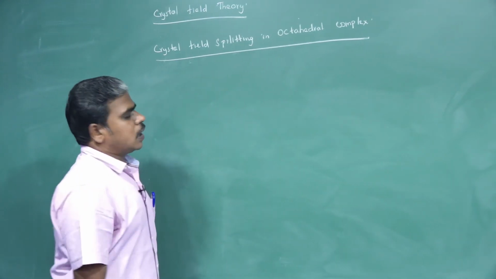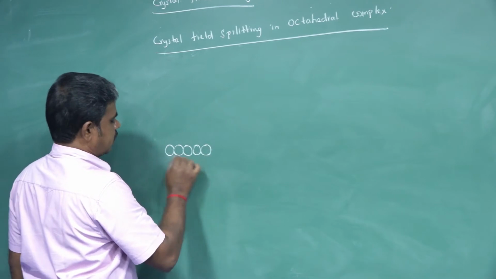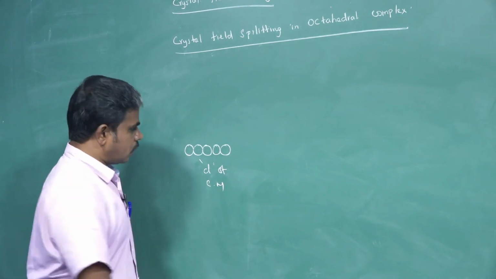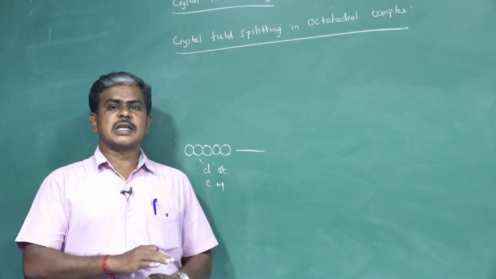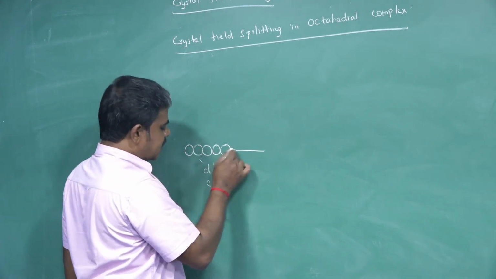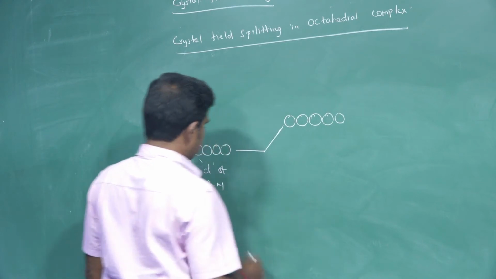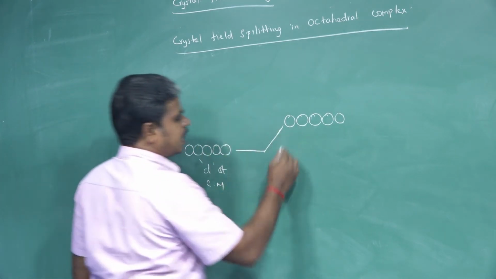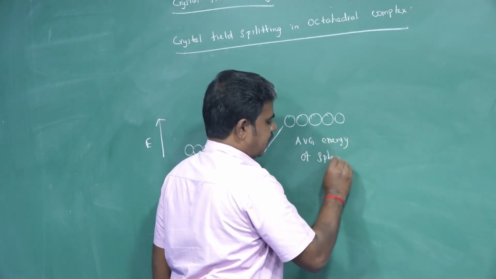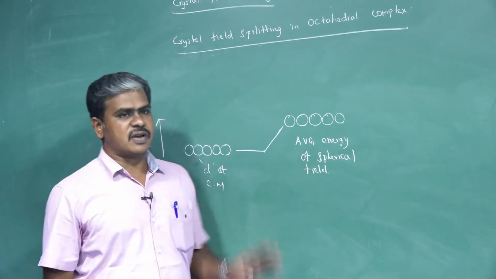Now, crystal field splitting in octahedral complexes. First we take the d orbitals as degenerate orbitals, the d orbitals of a central metal atom in an isolated gaseous state. Now what will happen here? The ligands form a spherical field, so due to electron-electron repulsion between the ligands and the central metal atom, the energies of the d orbitals increase. So this is the normal energy, and this is the average energy of the d orbitals in a spherical field.